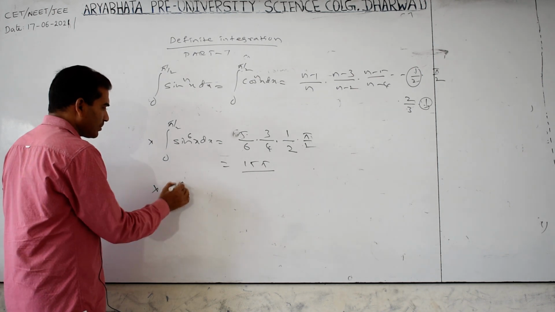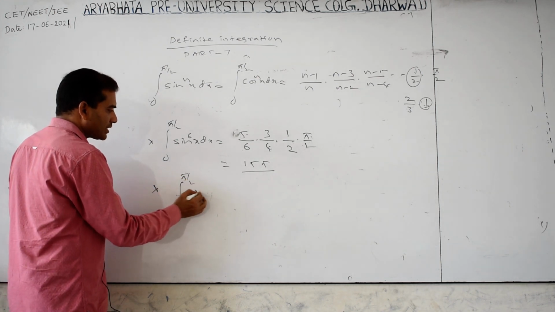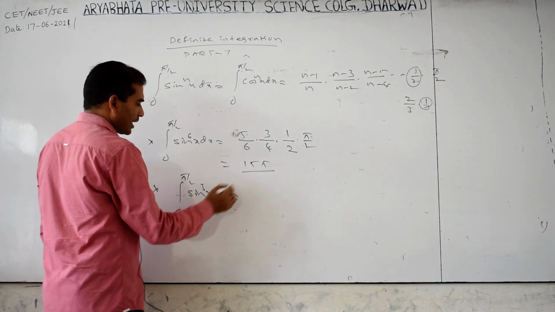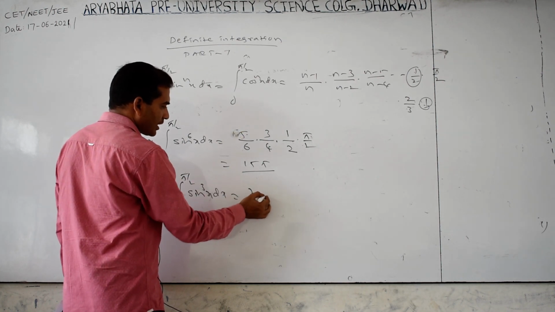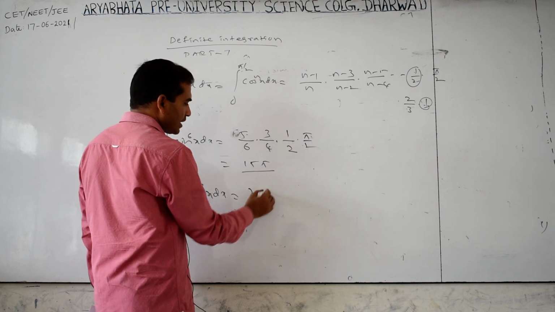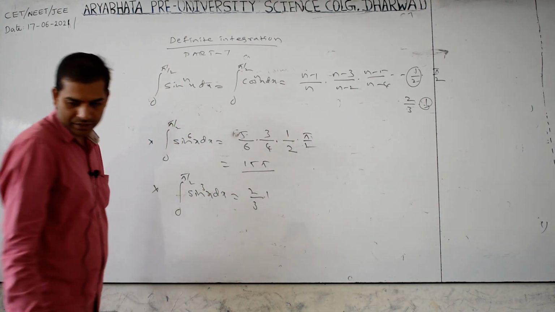Same thing if it comes as 0 to pi by 2 sine cube x dx. n is 3, 3 minus 1, 2 by 3. If it is 2 by 3, then the last one is multiplied by 1. This is the answer.